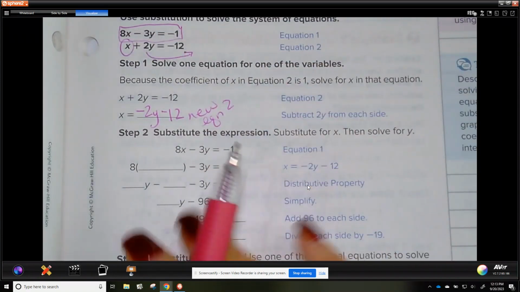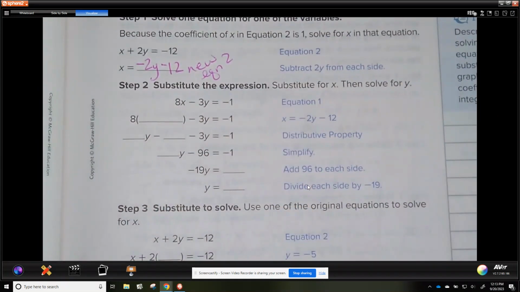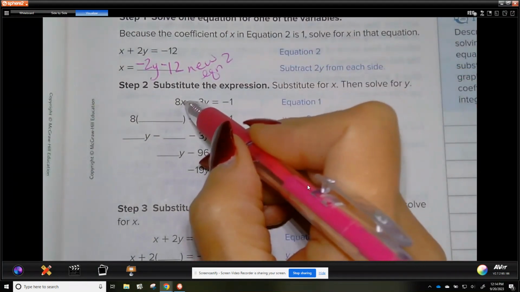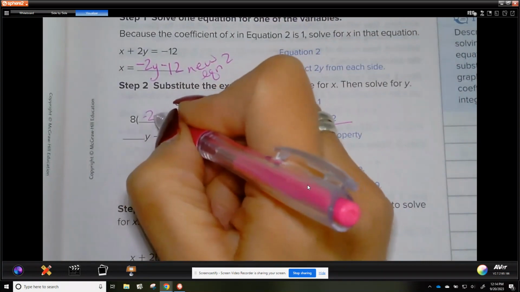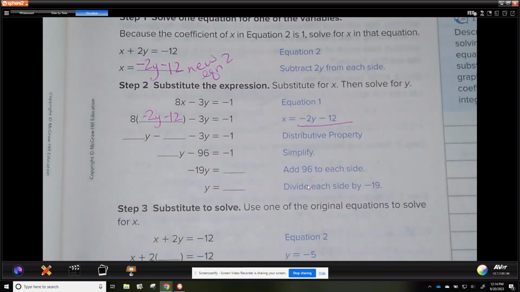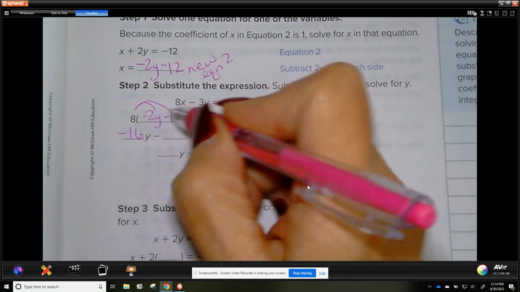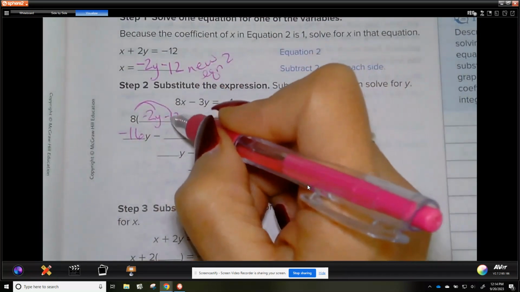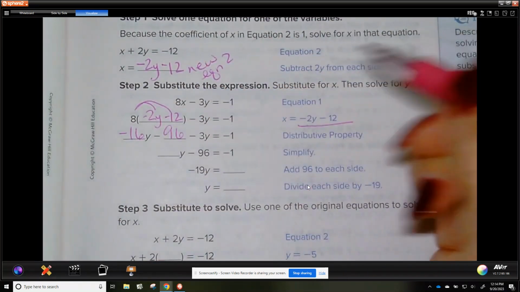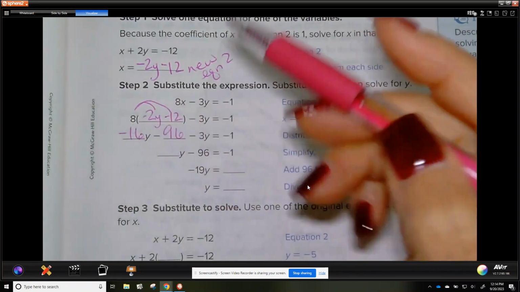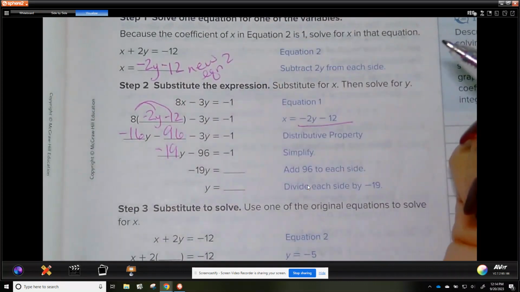Now we're going to take this manipulated equation 2 and plug it into equation 1 for x. So this is equation 1, and equation 2 is this now: x is equal to negative 2y minus 12. So we're going to plug that in. Now you are solving, so you need to distribute the 8. 8 times negative 2y is negative 16y, 8 times negative 12 is negative 96, minus 3y minus 1. Negative 16 minus 3 is negative 19.